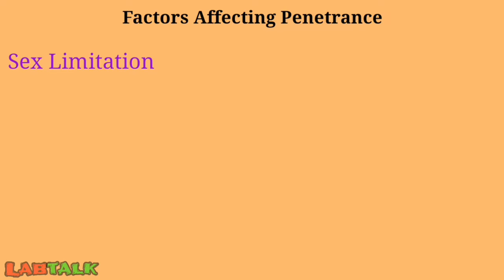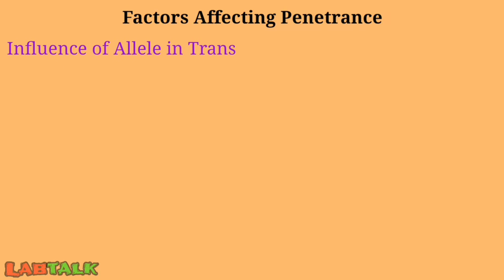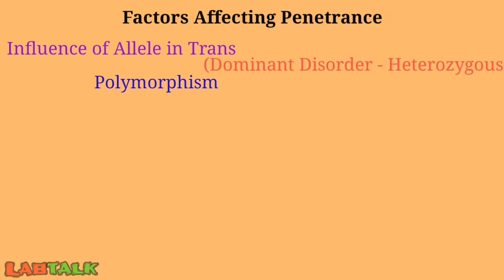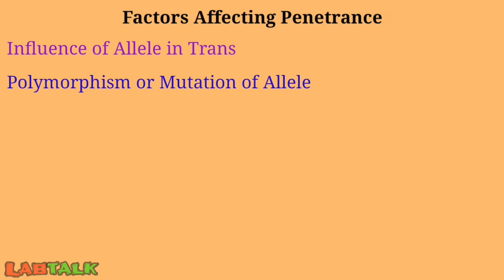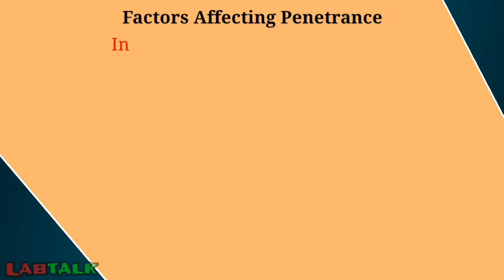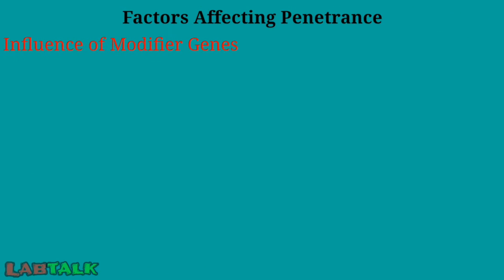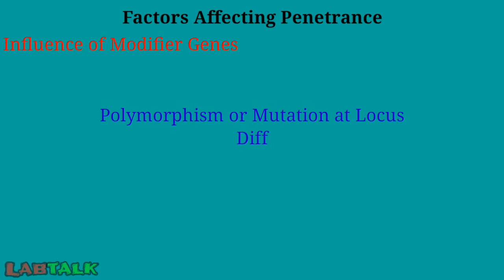The next factor that affects penetrance is the influence of alleles. In a dominant disorder, the clinical phenotype is present in the heterozygous state. Either a polymorphism or a mutation of the allele in trans may lead to incomplete penetrance of the dominant mutation. Influence of a modifier gene is another factor which affects penetrance. The presence of a mutation or polymorphism at a locus different from the one causing the disease may alter the effect of the mutation and prevent its clinical manifestation.